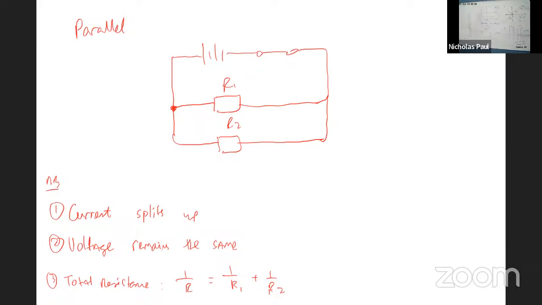Okay, so those are the rules you need to know about series and parallel. Current splits up. What that simply means is this: if you have current flowing in here, that current will split up into two values, I1 and I2. So to find I, you just add up I1 and I2. If you connect a voltmeter here and here, all the voltage readings would be the same. So V is equal to V1 and V2. The voltage across any of those will be the same.